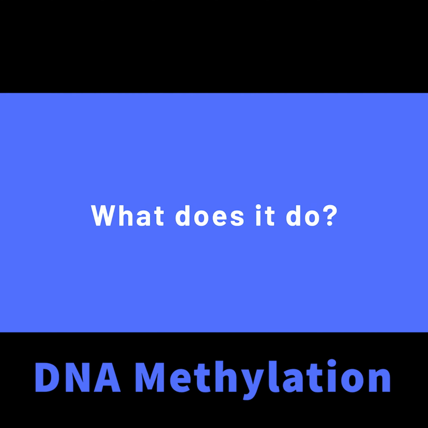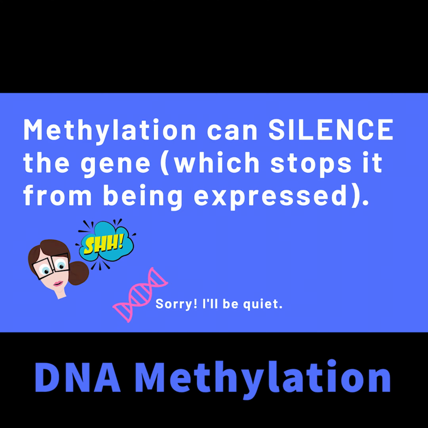So, what does DNA methylation do? Great question. Methylation can silence the gene that it is on top of, which stops the gene from being expressed. You can think of this in terms of a school librarian. If students are being loud and making lots of noise, the librarian can say shh and silence the students, which stops them from making the noise.